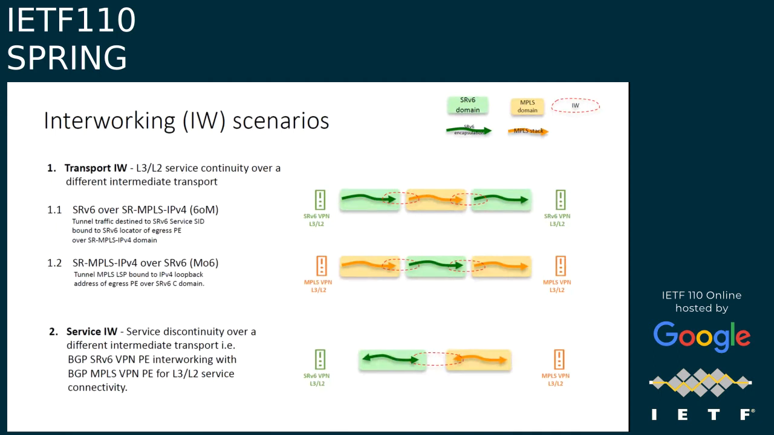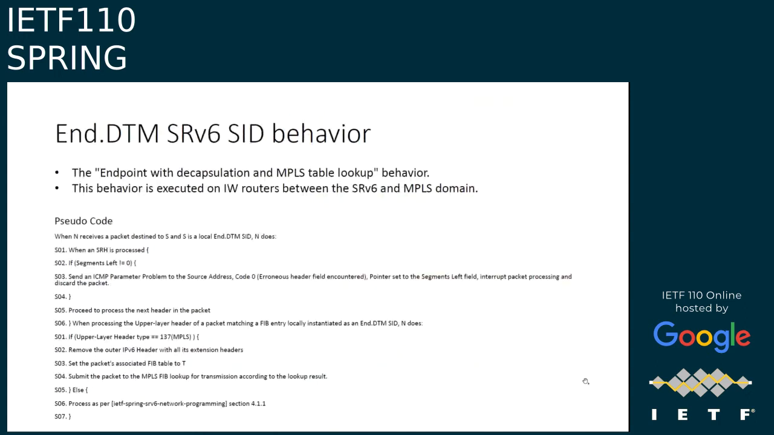The third interworking scenario is service interworking, where the L2 and L3 services themselves are SRv6 VPN services or BGP MPLS services, shown on the edges as an SRv6 VPN and an MPLS VPN. Here, we need to provide connectivity for these L2 and L3 services through this interworking function. Next slide, please.